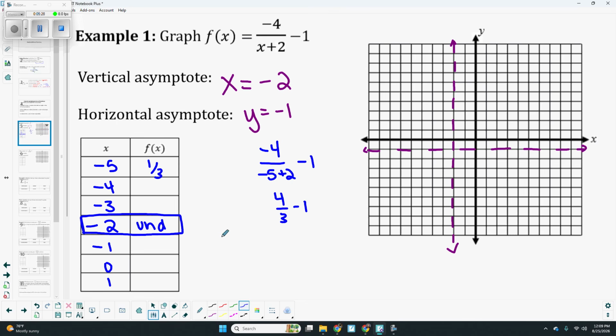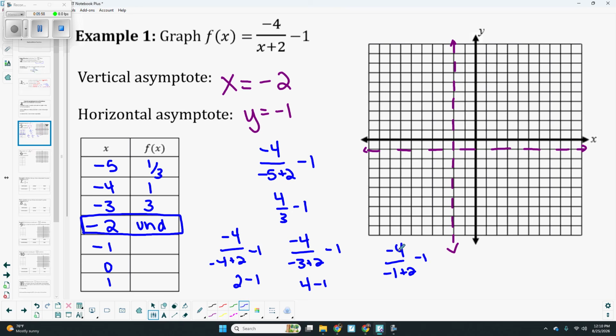If I try negative 4 over negative 4 plus 2 minus 1. So negative 4 over negative 2 is 2, and 2 minus 1 is 1. And then for negative 3, so negative 4 over negative 3 plus 2 minus 1. So this is negative 4 over negative 1, which is positive 4 minus 1 is 3. I'm going to do the same thing with these. I have negative 4 over negative 1 plus 2 minus 1. So that's negative 4 over positive 1 minus 1.